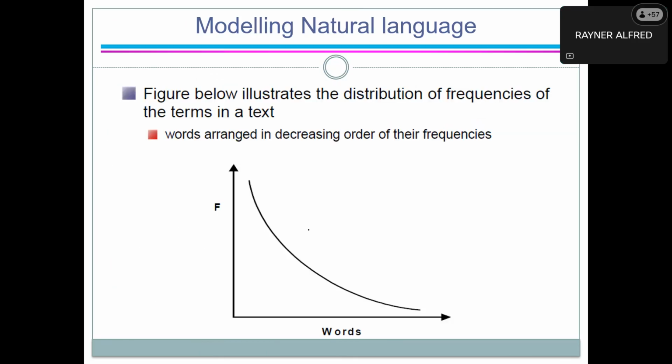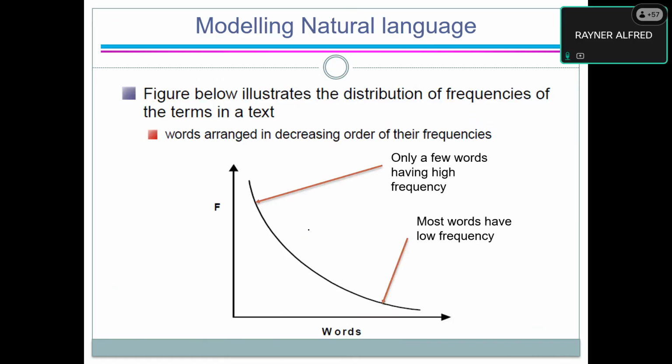Based on that, we can say that the most frequent terms may carry less meaning, and the less frequent ones may carry more meaning. Because the most frequent terms always exist in all of the documents, that means we cannot use them to retrieve documents. So we might as well focus on this area here, which are the unique terms that can be used to differentiate the documents that we have.